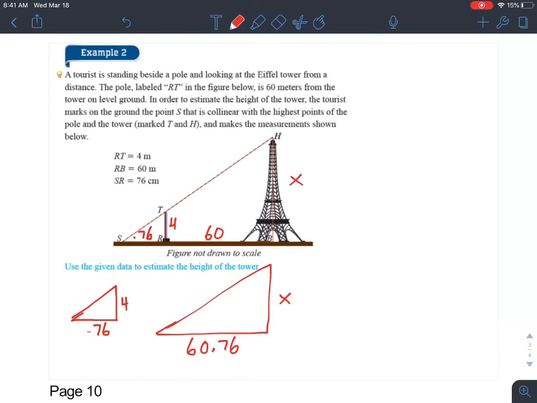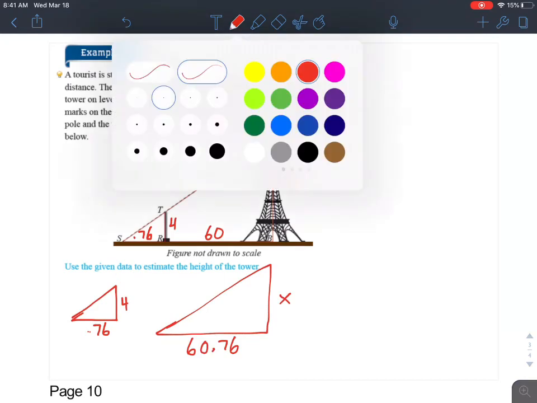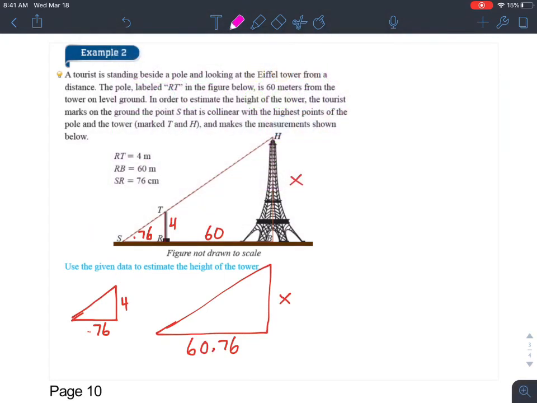And in order to solve for x, we know that we're going to do ratios of the right divided by the left. Setting that up then, it's going to look like this. We're going to have x over 4 is equal to 60.76 divided by 0.76. Now I can see that we're going to need our calculators in order to solve this.